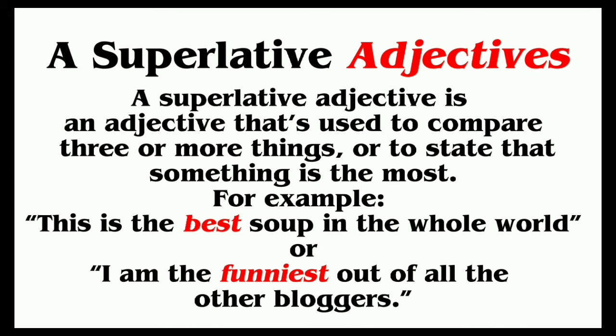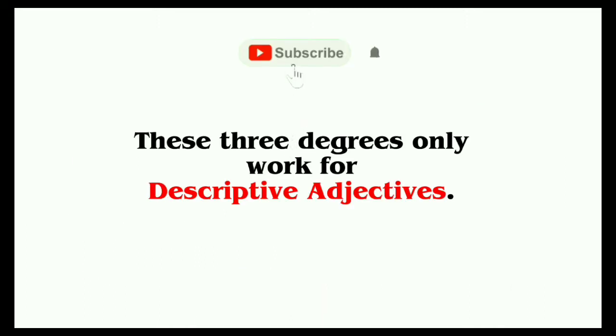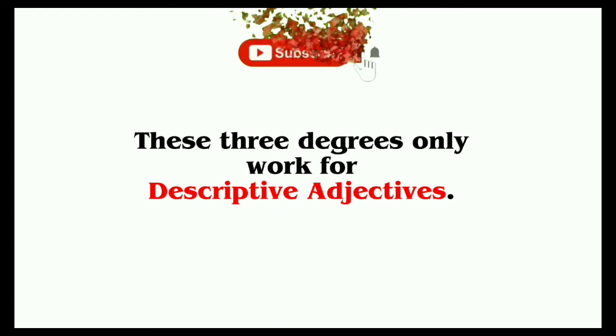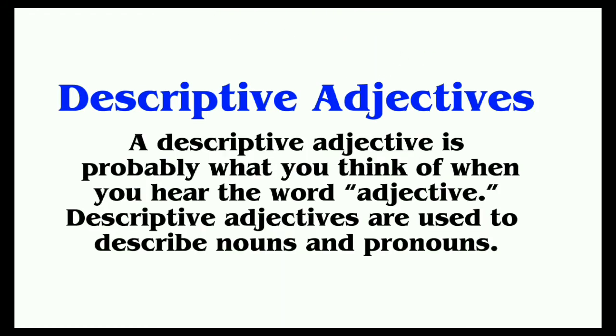A superlative adjective is an adjective that is used to compare three or more things, or to state that something is the most. For example, "This is the best soup in the whole world," or "I am the funniest out of all the other bloggers." These three degrees only work for descriptive adjectives. Descriptive adjectives.